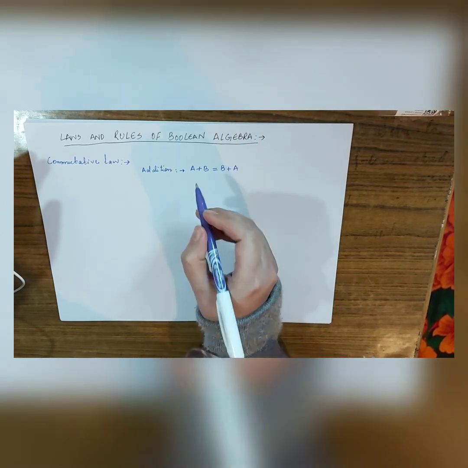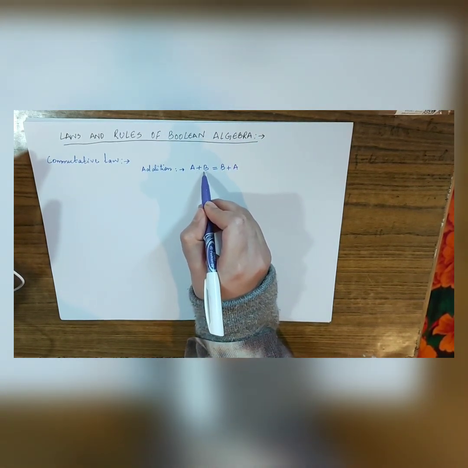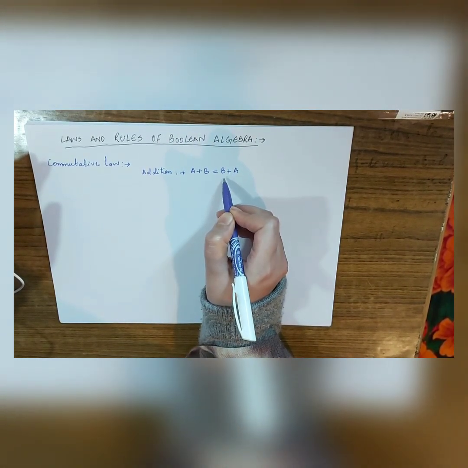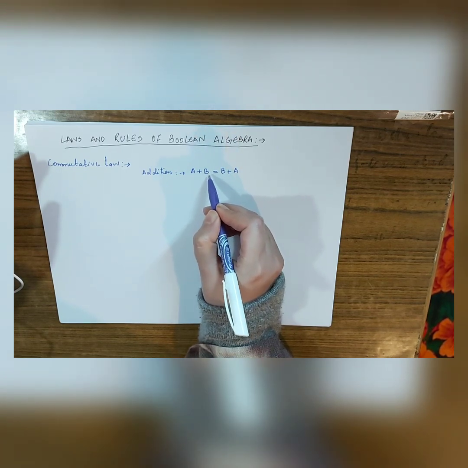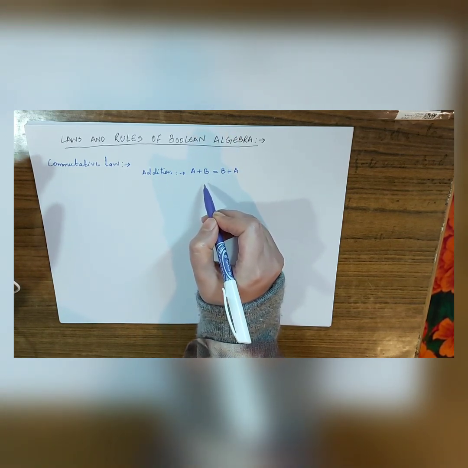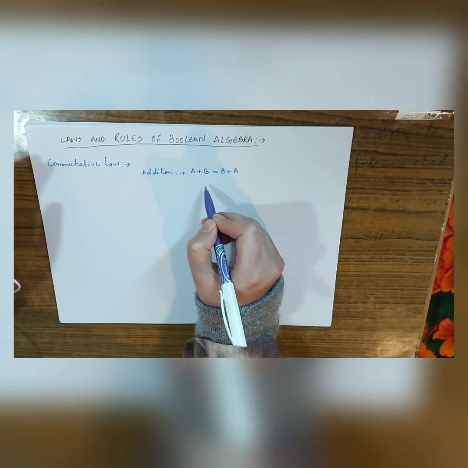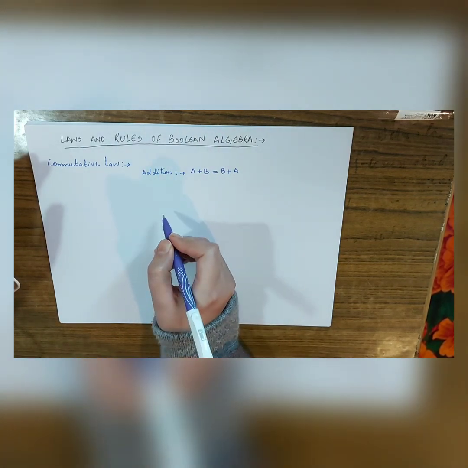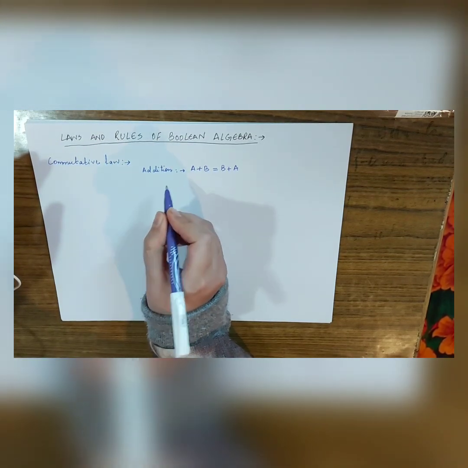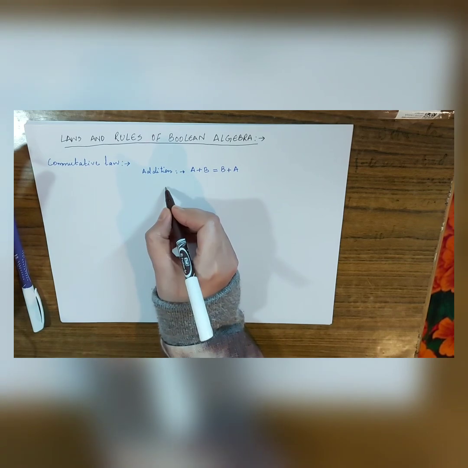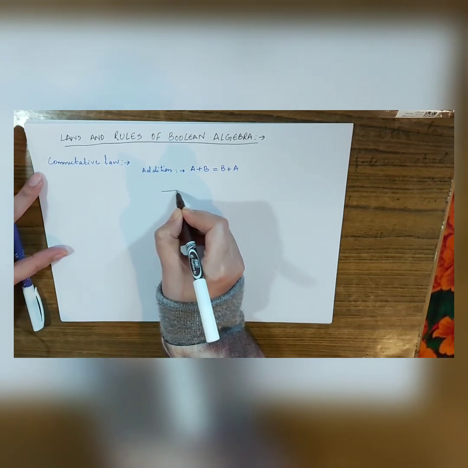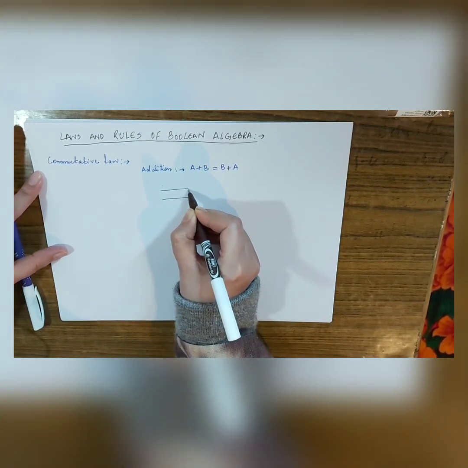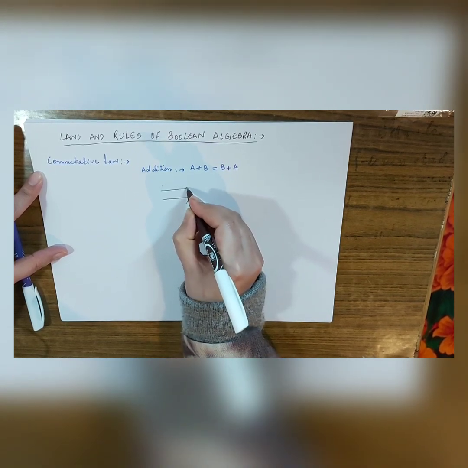It means that when you are ORing two variables, it does not matter how you write the variables. That means this law states that the order in which the variables are ORed makes no difference. So basically when we do the OR, we use the OR gate to perform the operation. So when we show it using gates, it will be shown as the OR gate like this.